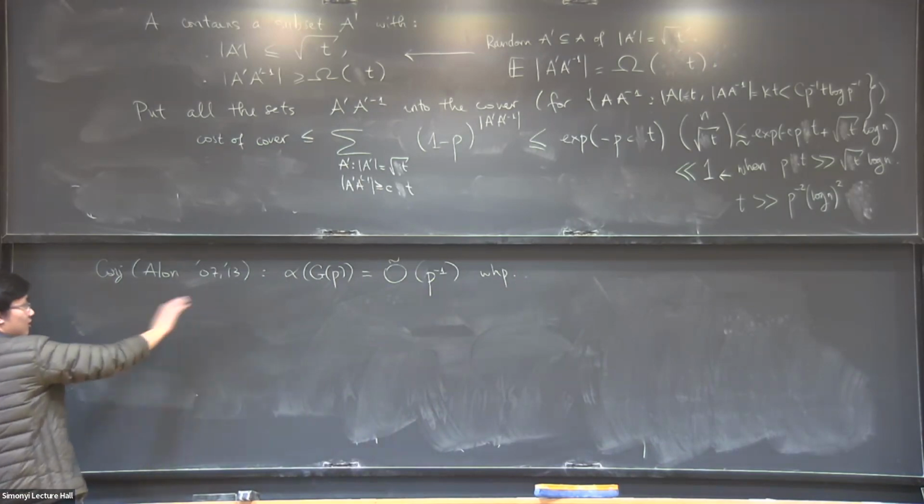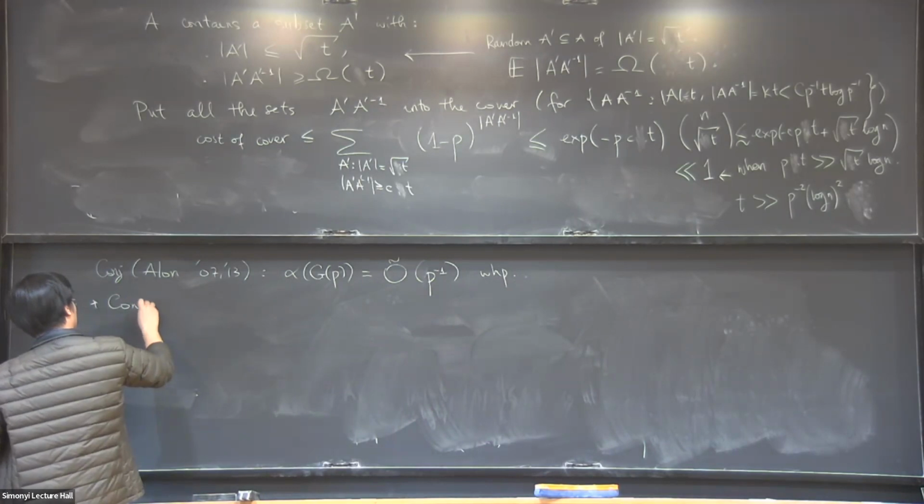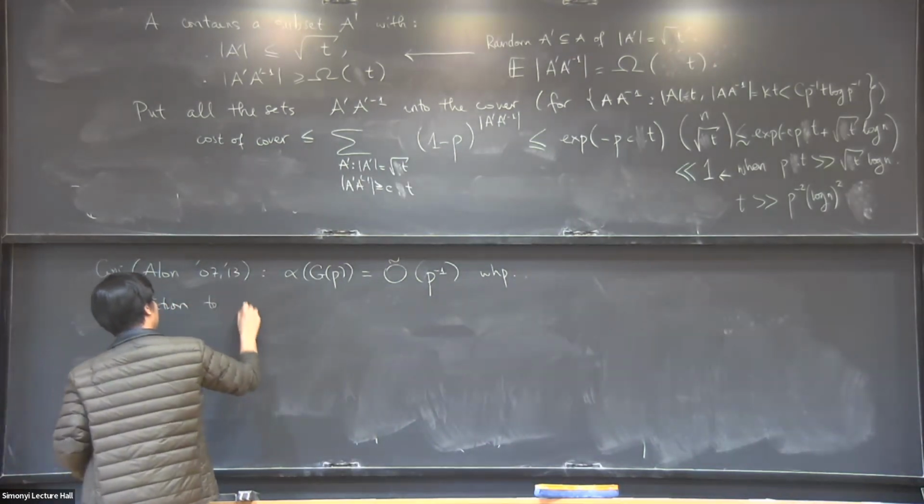Okay, so before moving further into the bounds that we know for the independence number, let me mention an interesting connection to a problem in additive combinatorics.